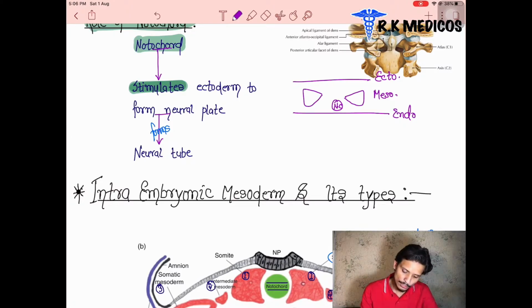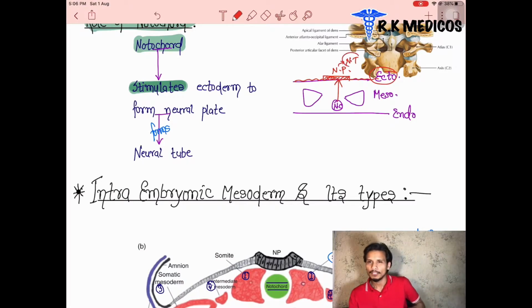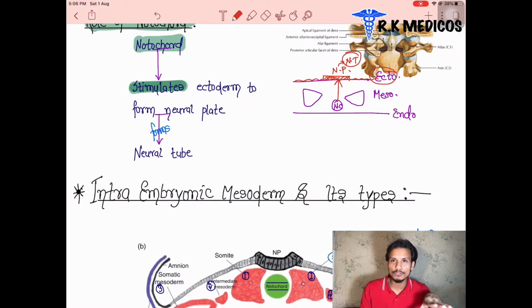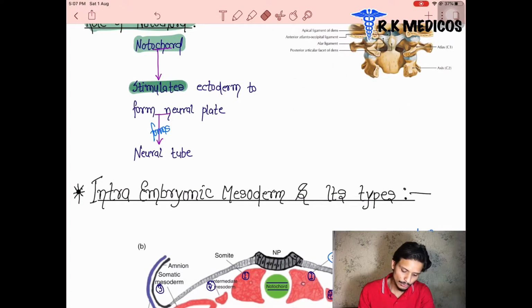So this notochord is going to stimulate the ectoderm. You can see properly, this notochord is stimulating this ectoderm layer and forming the neural plate. After that, from this neural plate, there is development of the neural tube. So you tell me, who is going to stimulate the ectoderm to stimulate the formation of the neural tube? That is basically the notochord. So it's so simple. The ectoderm forms the neural plate, and after that they form the neural tube.